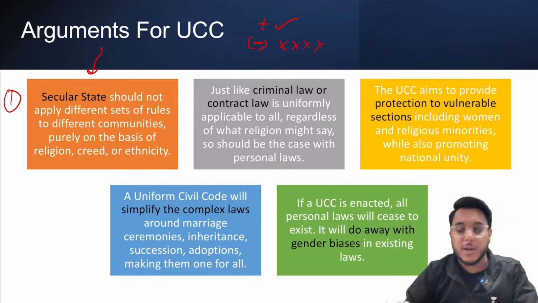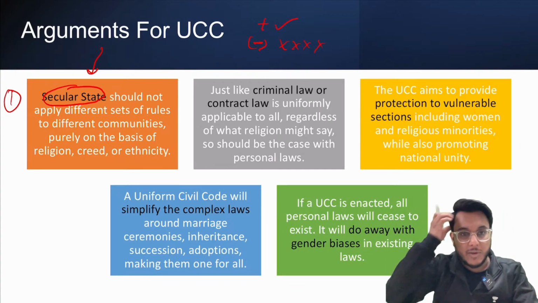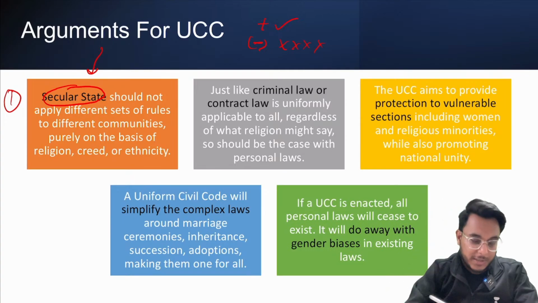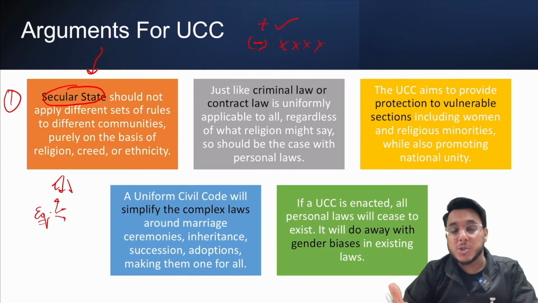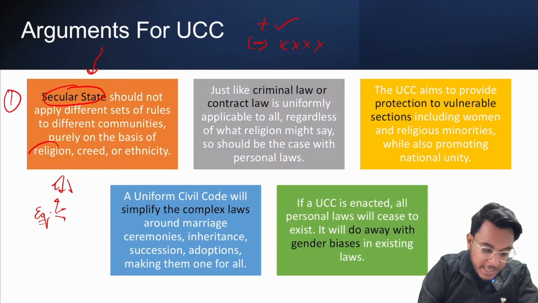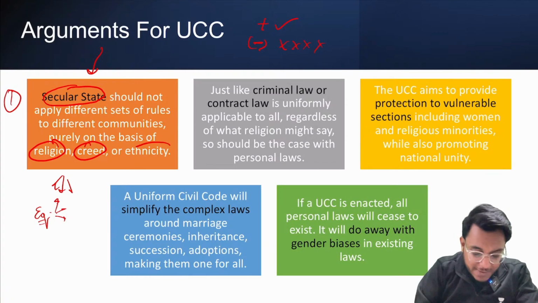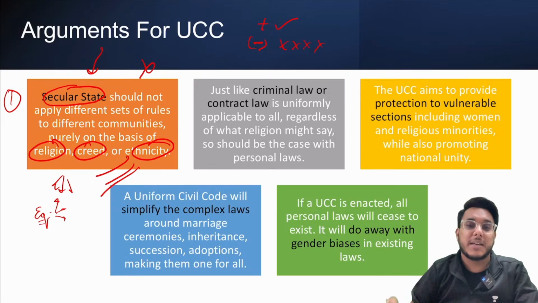So the first argument flows from the nature of the Indian state, which is a secular state. It is being said that when we talk about the Indian constitution, we are a secular state and equality has to be given to all of the people. On the basis of religion, we cannot carry differential treatment. So on the basis of religion, creed, and even ethnicity, different treatment should not be allowed. So therefore, uniform civil code is the need of the hour.